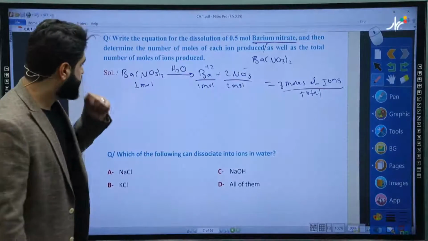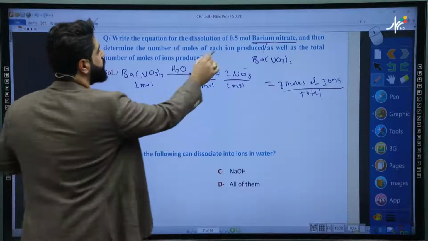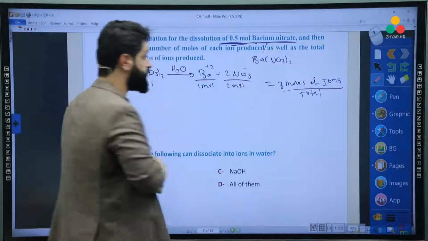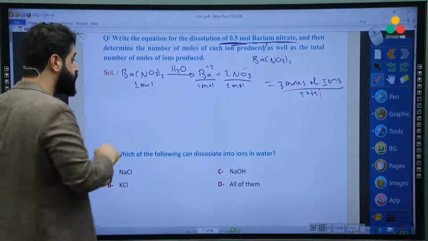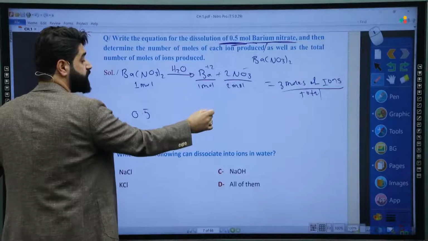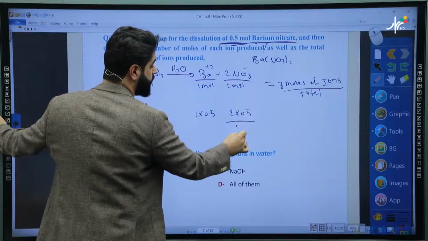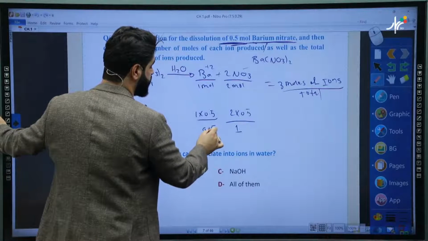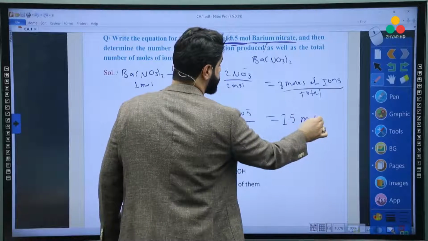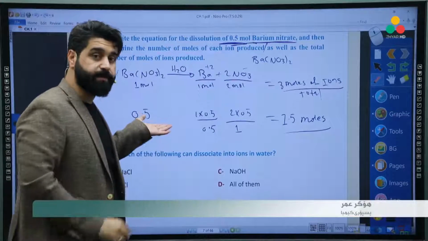Well, now continue the question. Make your calculation for 0.5 mole of barium nitrate. What if we have 0.5? You have to multiply 1 by 0.5 and 2 by 0.5. It will be 0.5 and it will be 1. So the total will be 1.5 moles. That's all. Easy peasy.